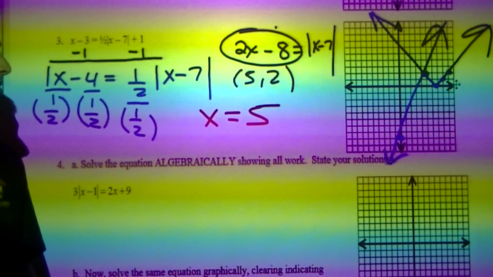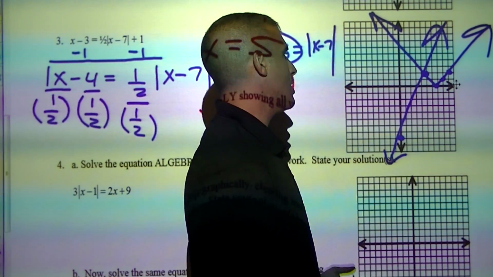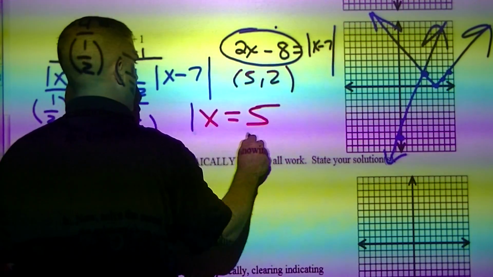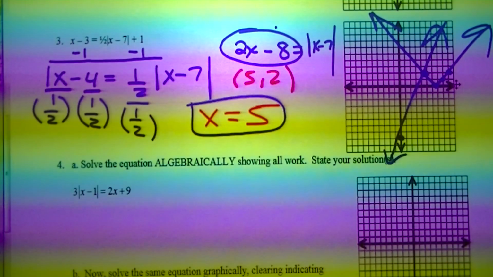There's a lot of ways to do it. You could use the slope to do it. Try to use the points that you have. Okay, so there's my solution of x equals 5. That's what I would get for an answer. Okay, all right, moving on.